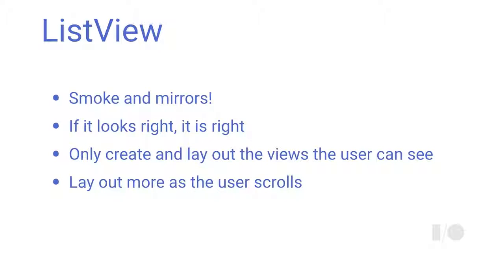And as the user scrolls, we continue to lay out more items. The image you should have in your heads right now is that bit from Wallace and Gromit where you're quickly laying the track in front of the moving train. So that's basically how ListView works.